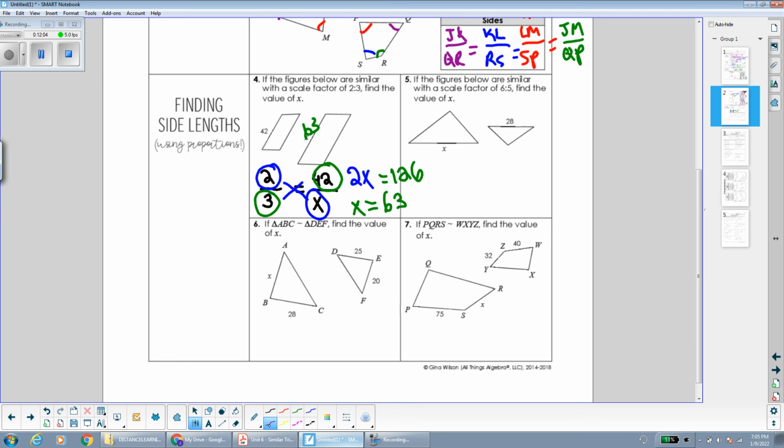Okay, for number 5, we have 2 triangles here, and we know that the scale factor is a 6 to 5 ratio. So I'm going to do the same thing, and I'm going to write the scale factor as a fraction, 6 over 5 instead of 6 to 5.